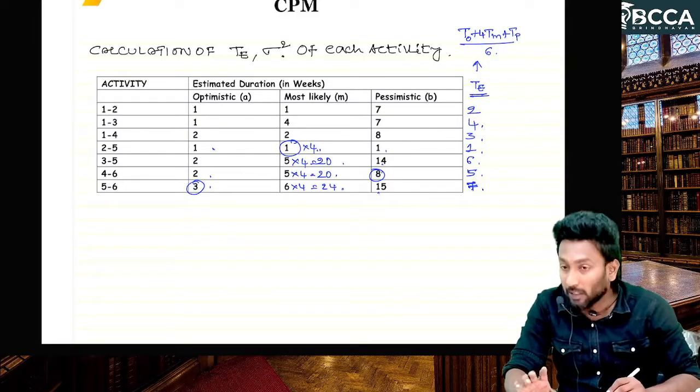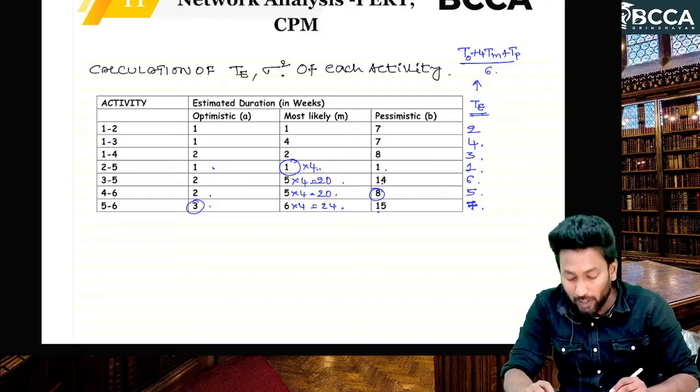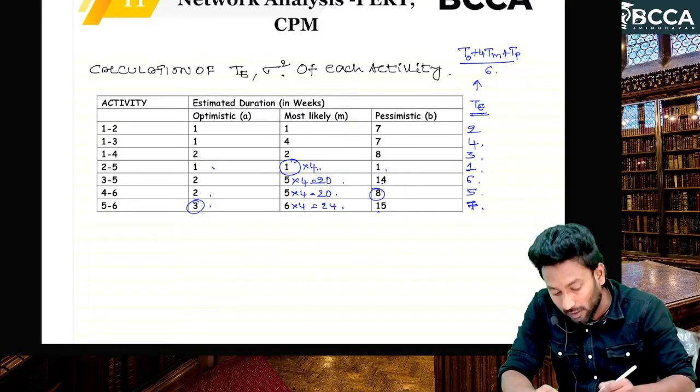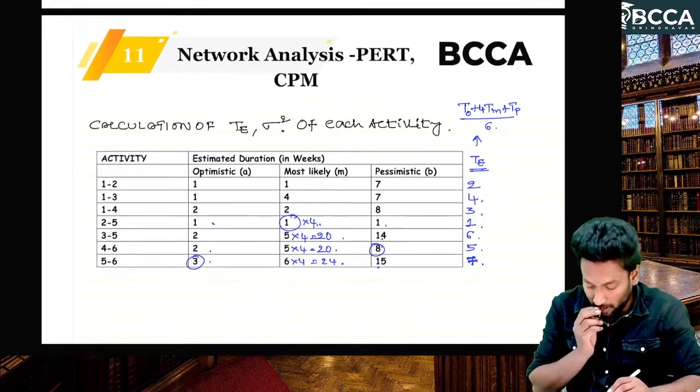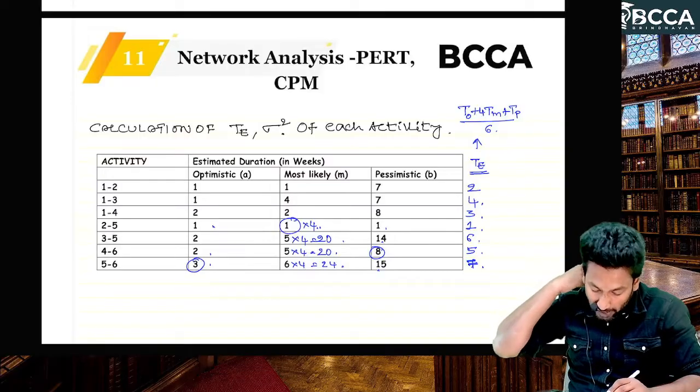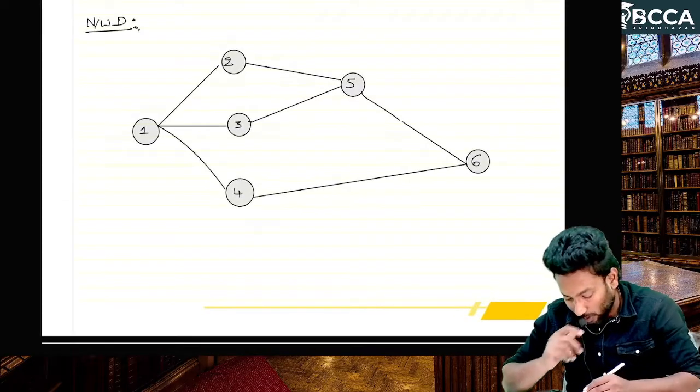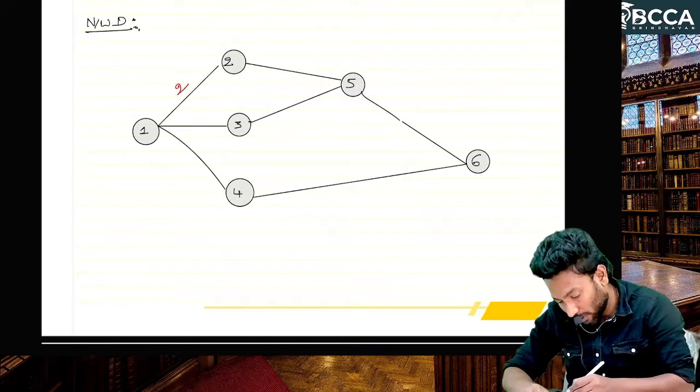These are all the expected time values. Now we can represent these values on the network diagram. So for activity 1-2, the expected time is 2.